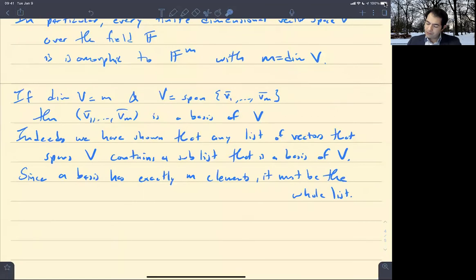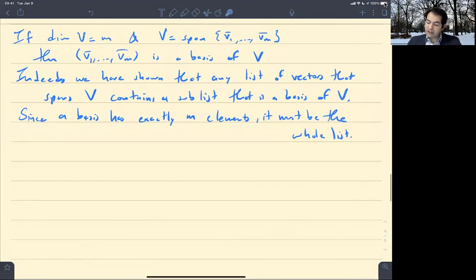right? So if this set spans V, then we checked by an algorithm that there is a subset that spans V and is linearly independent, right? But that makes it a basis, and we know that every basis has m elements. So that means that you can't lose any of these elements. So they must already be linearly independent, right? So if you have a vector space of dimension m, and you can span it using exactly m elements, then those m elements have to be linearly independent.